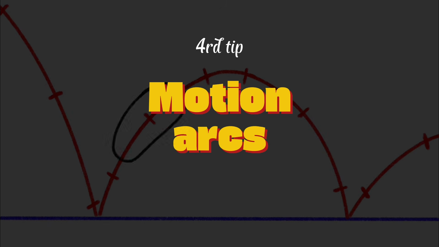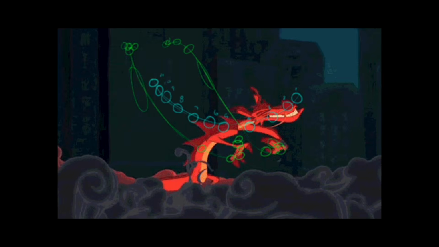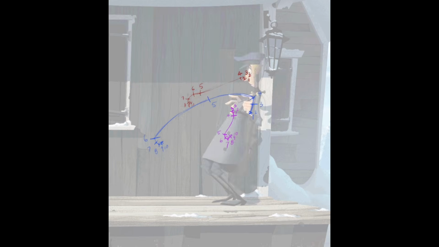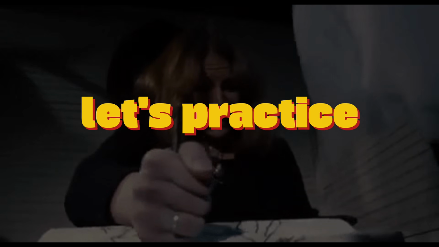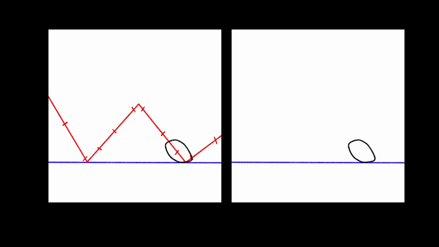The fourth tip, use motion arcs. In real life, almost everything moves along an arc, whether it's a head turn, a hand swing, or walking. When you animate motion in a straight line, it often looks stiff and unnatural. Let's look at a simple example. A ball bounce in a straight line looks mechanical.